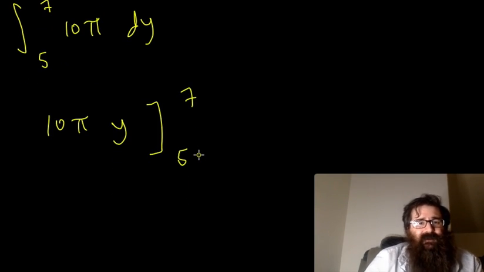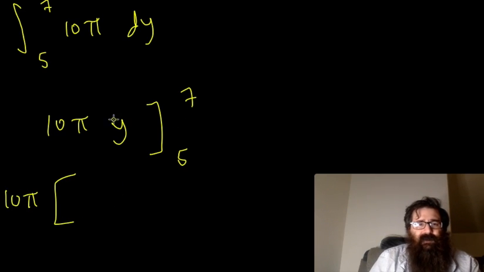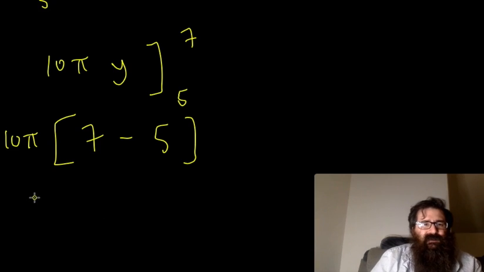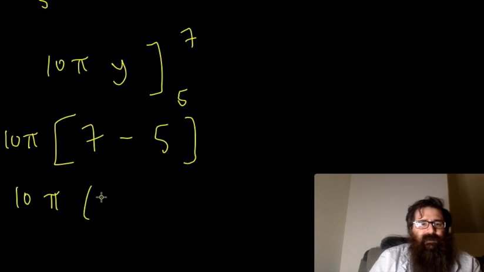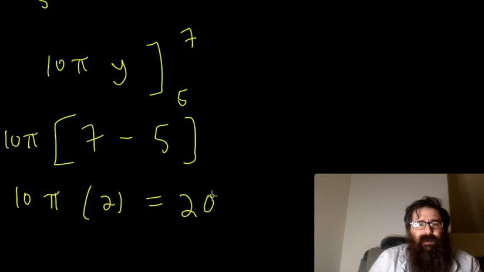And then I can evaluate this. So 10 pi can come along as the coefficient. I can leave that factored out. Plug in 7 for y, plug in 5 for y, and then subtract in between. So this one's not so bad, right? It gives me 10 pi times 2, or it's going to give me 20 pi for the volume, using that cylindrical shell method.